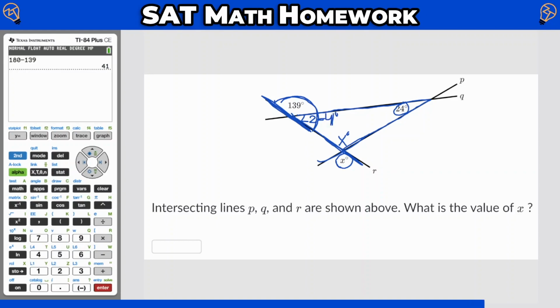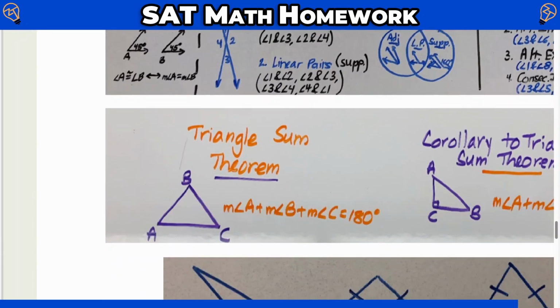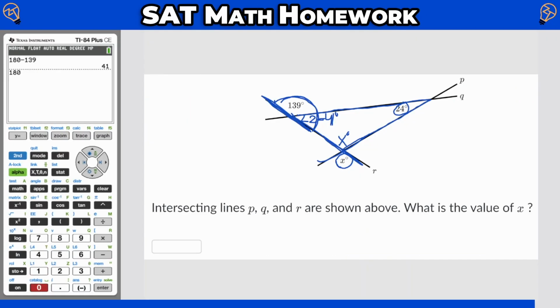I find that the measure of angle 2 is 41 degrees. And since all three of these angles should add up to 180 because they're in a triangle, and as we know, according to the triangle sum theorem, all three angles of a triangle add up to 180, we can go ahead and do 180 minus the 24 and minus the 41 to get our answer of 115.